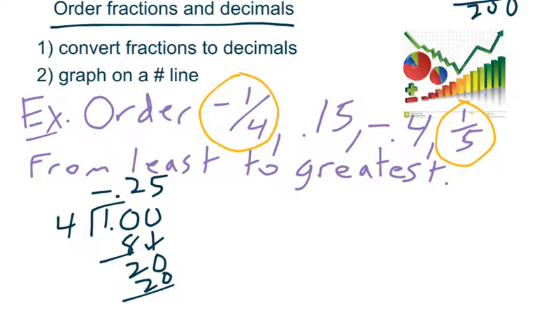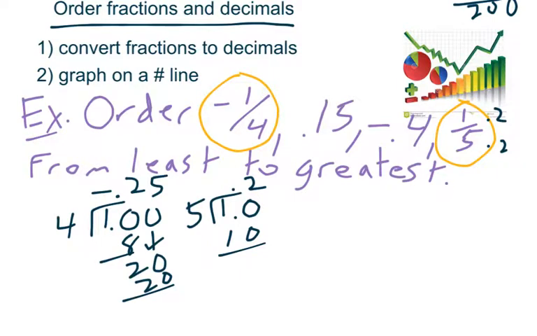And then 1/5, 1 divided by 5, I know that that's also 2/10 because I can make it an equivalent fraction. That's an easy way to think of it, but I'll prove it by dividing as well. So 5 will go into 10 twice. So it's 0.2 or 2/10.